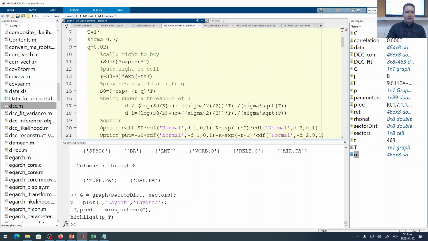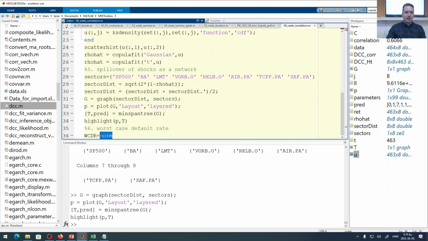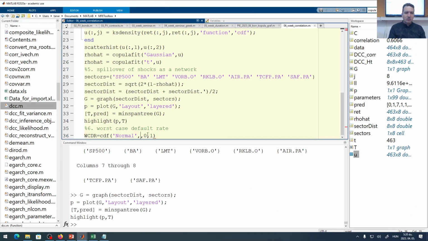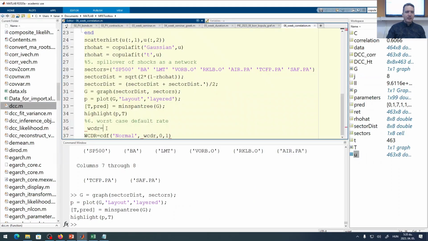Let's go back to the Greek letters, because we have already the normal distribution there. So we need a CDF normal. Let's call this... Which variable is not used? VCDR, because it's easier to describe the subcomponents. So now we need the probability distribution.